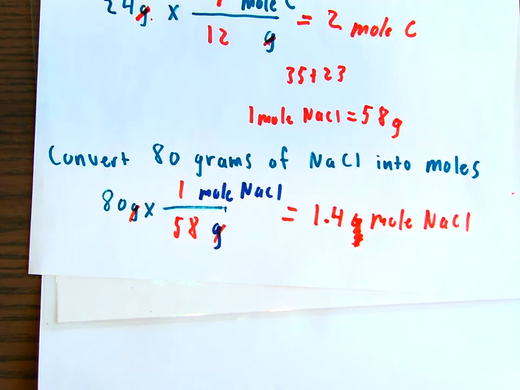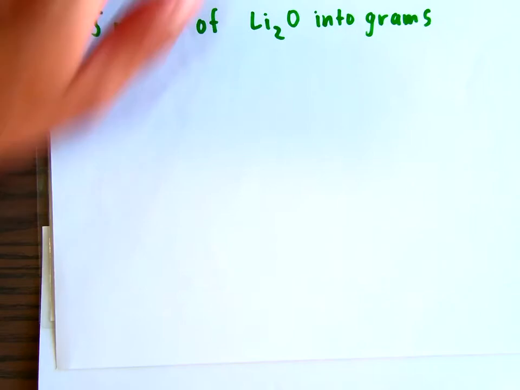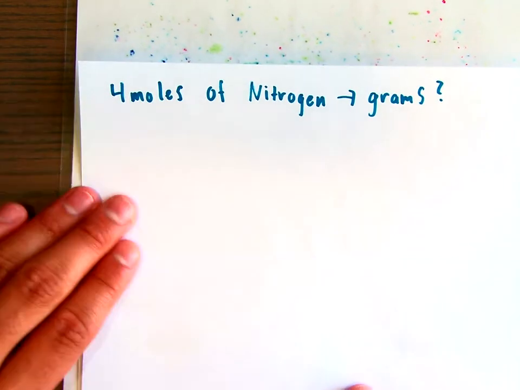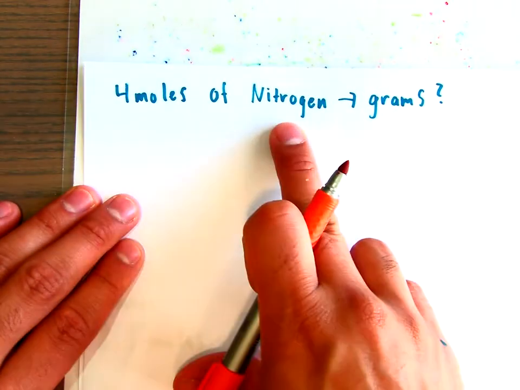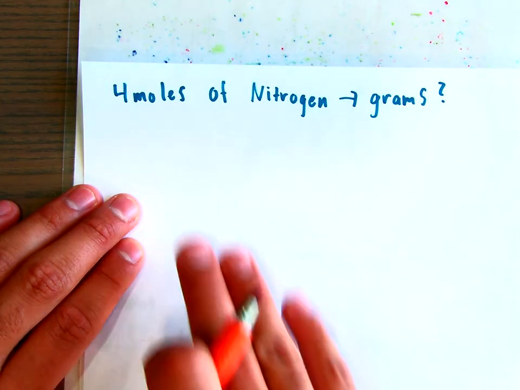Now let's do the opposite. How do we go from moles to grams? Which is just going to be the opposite of it. So let's say I have 4 moles of nitrogen, and I want to figure out how many grams are in that, right? So now we're going from moles to grams.